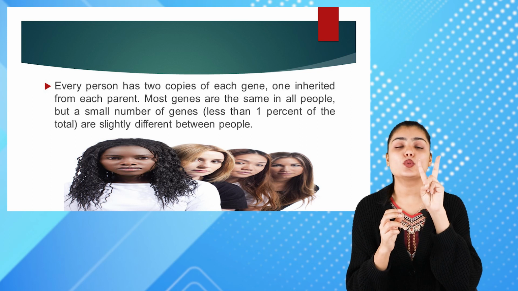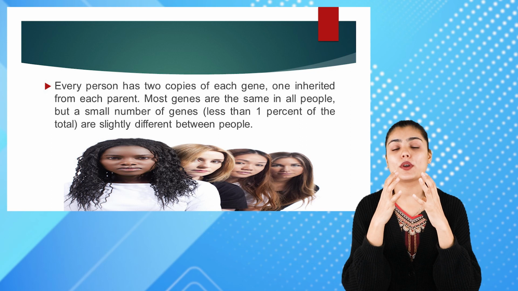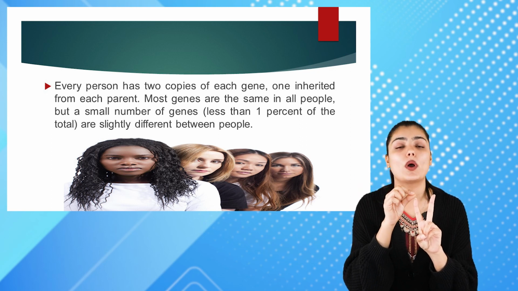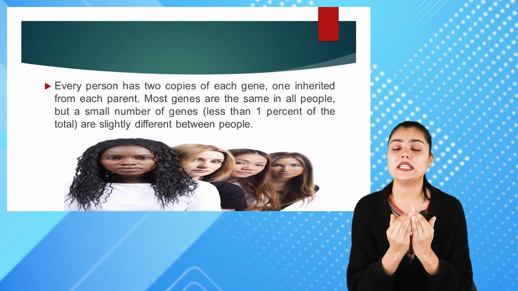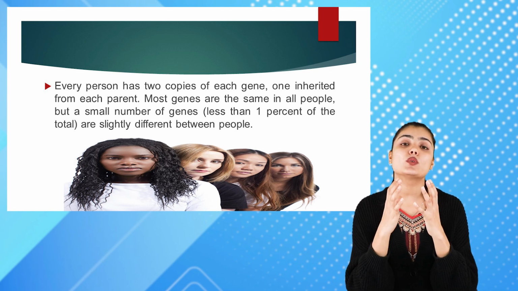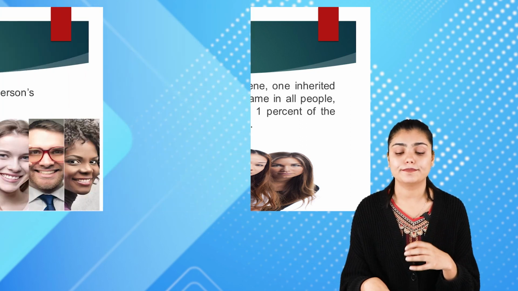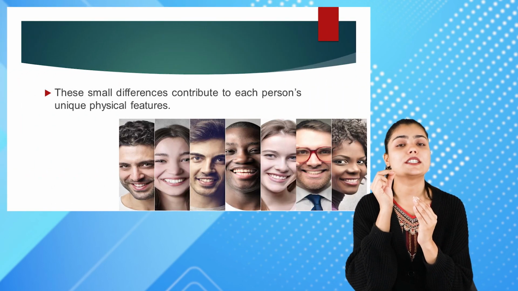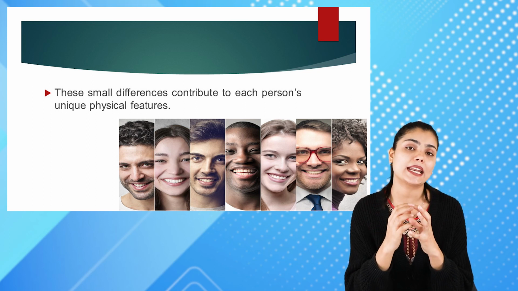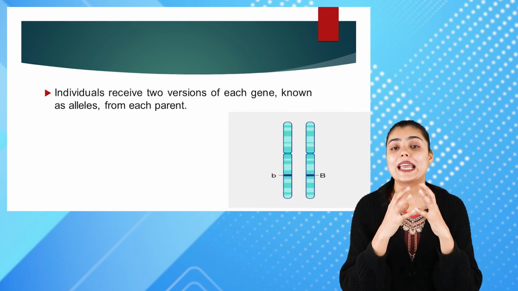Each person has two copies of a gene, one inherited from each of the parents. So every person will have two copies of a gene and one of the genes will be inherited from one of the parents. Most of the genes in all human beings are the same. In almost all of the people, it is the same. But there's only 1% of genes that are different from one individual to another. That 1%, that small difference of the gene in each individual contributes to the unique characteristics and unique features of an individual. These are called alleles.